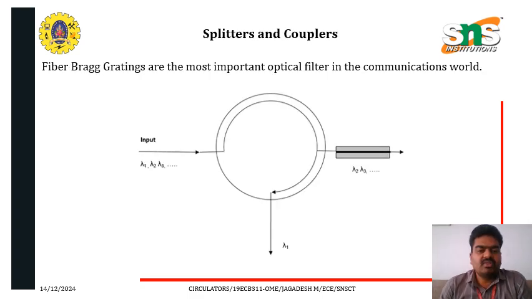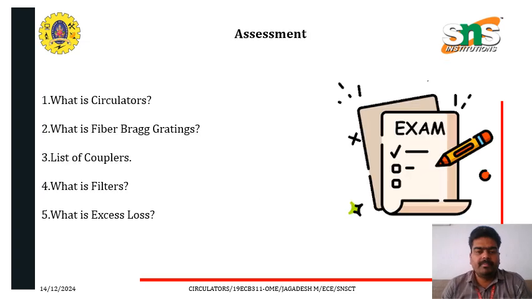Fiber Bragg gratings are the most important optical filters in the communication world. You can see the input in this diagram; the input is there and the output section is there. The input is lambda 1, lambda 2, and lambda 3. In the circulator, when the light moves, because of the splitter and the couplers, at the output section we have lambda 2 and lambda 3, where lambda 1 is indicated by the down arrow mark.